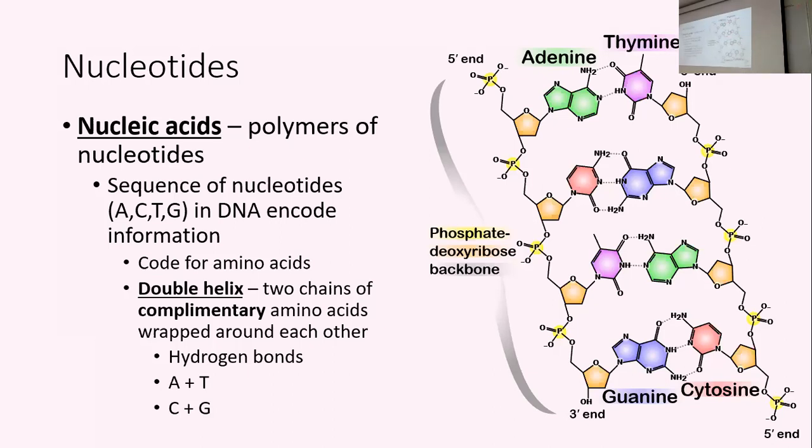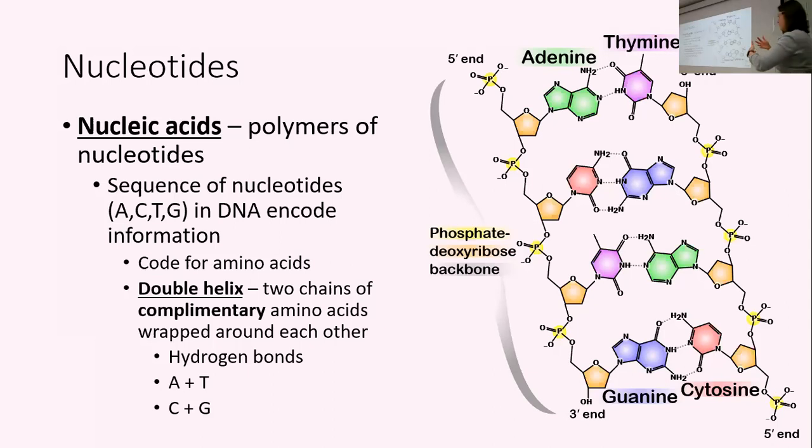right? So you've got this information that codes for amino acids, for things that your body needs, and it's stored as a pair of molecules coiled together, a double helix, two chains of these complementary nucleotides that are wrapped around each other, right? And they're held together by hydrogen bonds, right? So the nitrogenous bases are attracted to each other with these weak hydrogen bonds, right?